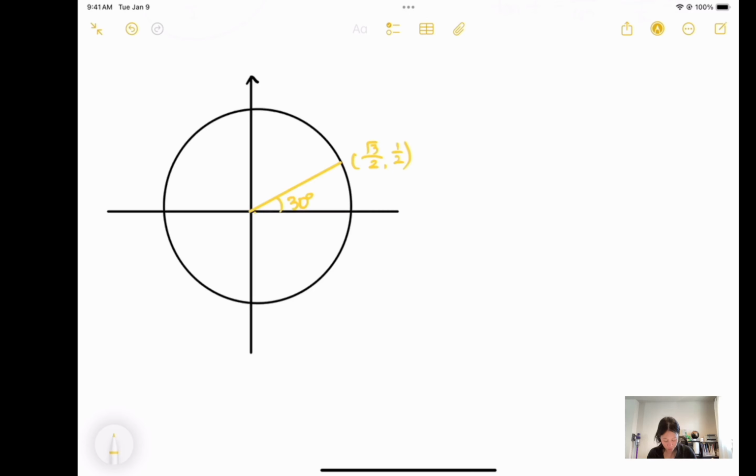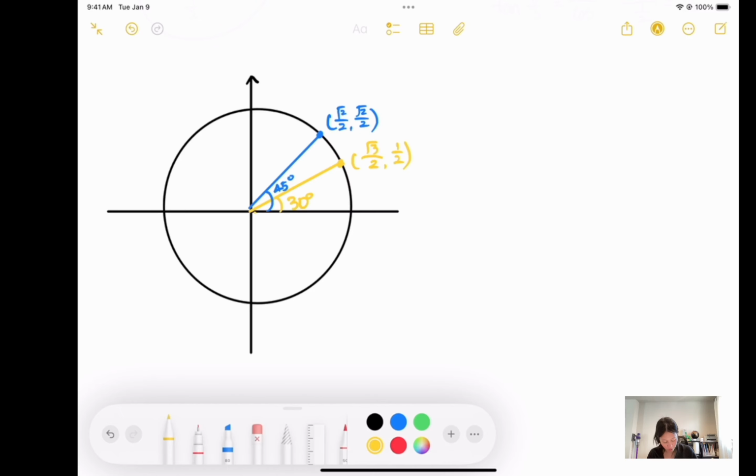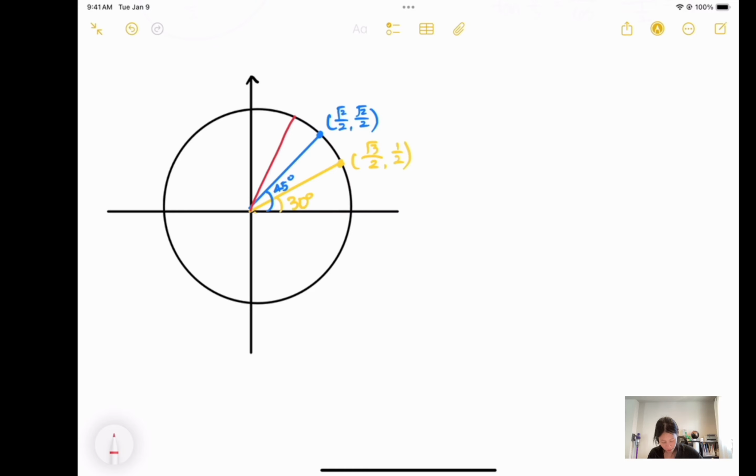And then we have 45 degrees. The x would be square root of 2 over 2, and y is also square root of 2 over 2. That's the coordinate of the endpoint. And the last one is 60 degrees, and the endpoint would be 1/2, square root of 3 over 2.